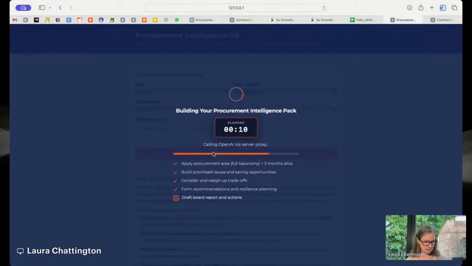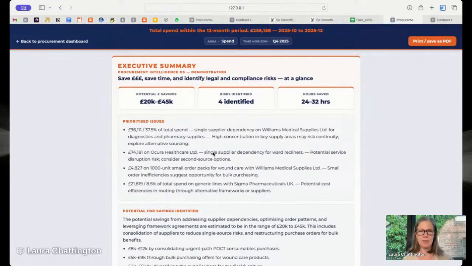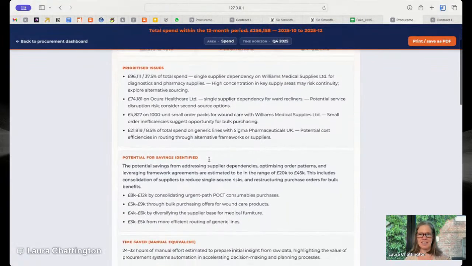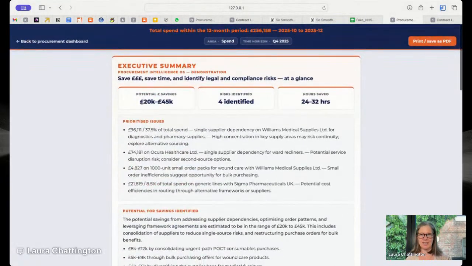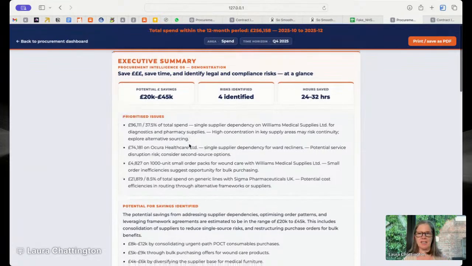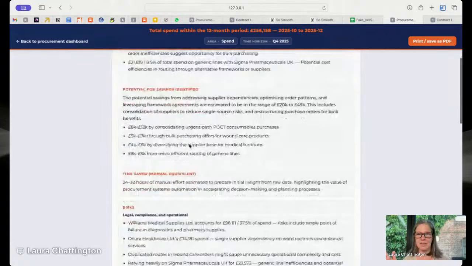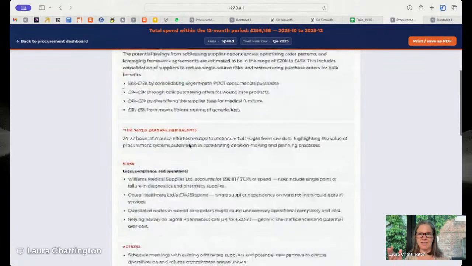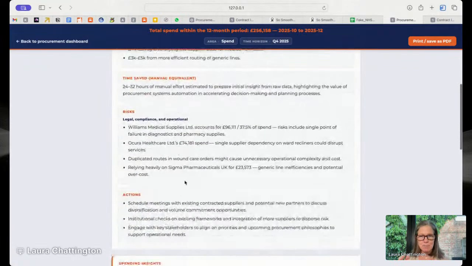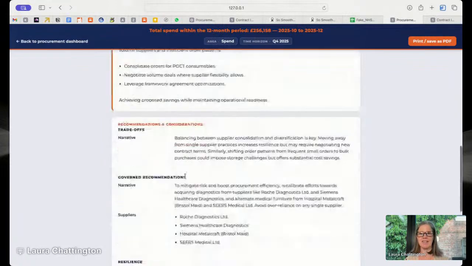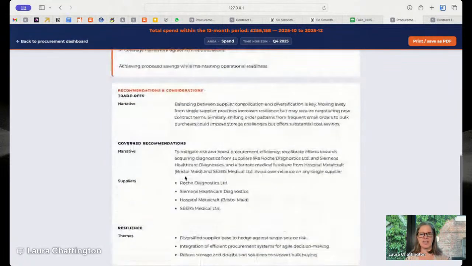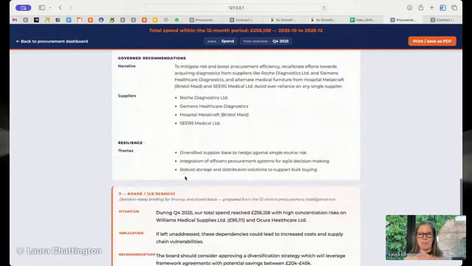And yeah, boom, 12 seconds. And it's giving you that data output again. So it's potential savings because it's over a quarter, looking at a specific stream, 4 risks identified, 24 hours saved, saves you loads of time, right? Potential savings identified, the risks that you should be knowledgeable about, spending insights, trade-offs, narratives, and recommendations.